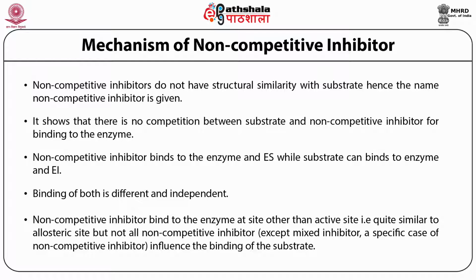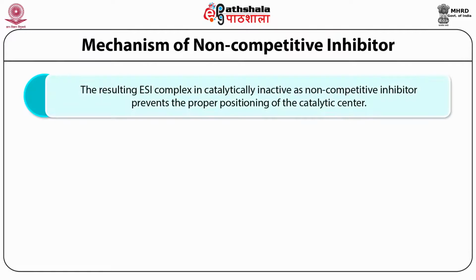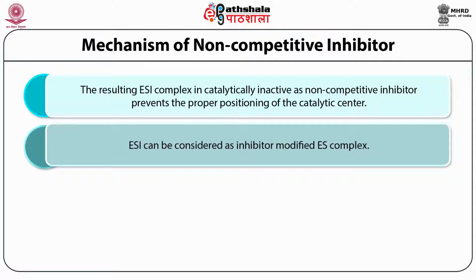are non-allosteric. The resulting enzyme-substrate-inhibitor complex is catalytically inactive because the non-competitive inhibitor prevents the proper positioning of catalytic centers or catalytic residues that are important for converting substrate into product. Therefore, ESI can be considered as an inhibitor-modified ES complex which is unable to form product.